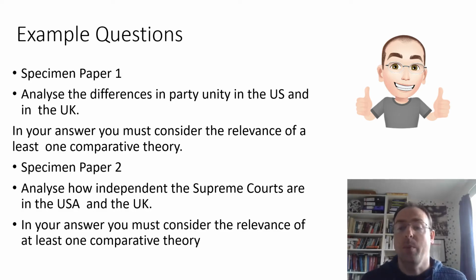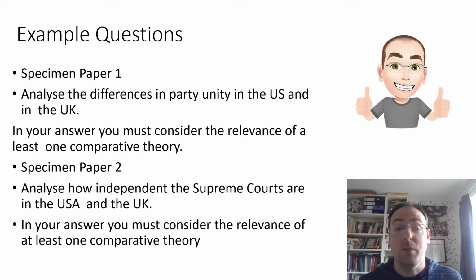So here are some example questions. Specimen paper 1: analyse the differences in party unity in the US and the UK. In your answer you must consider the relevance of at least one comparative theory. Specimen paper 2: analyse how independent the Supreme Courts are in the US and the UK. In your answer you must consider the relevance of at least one comparative theory. So they're quite different actually, those two.